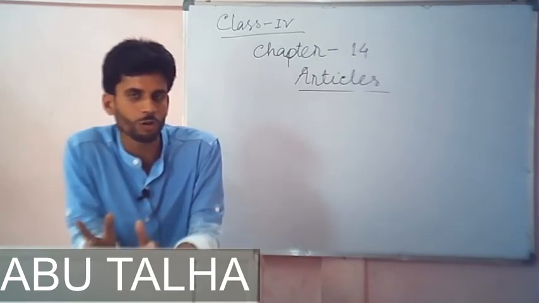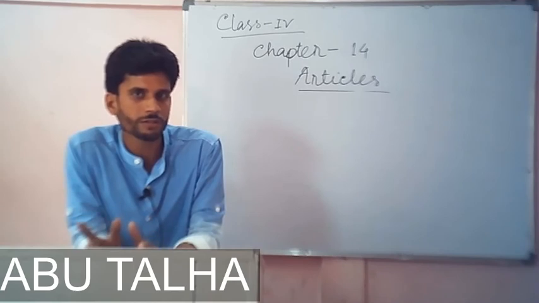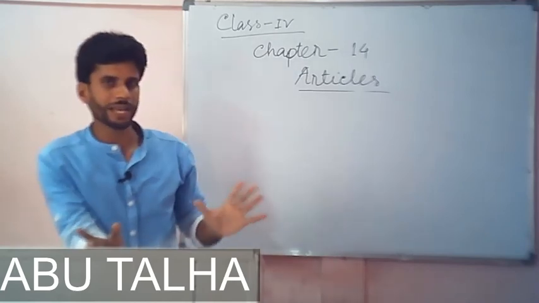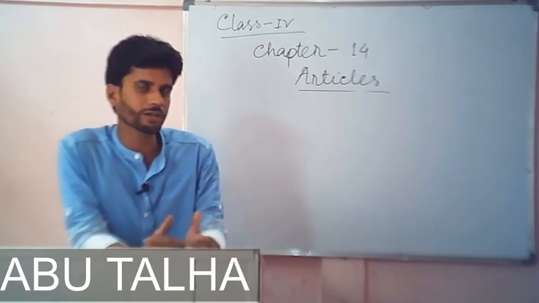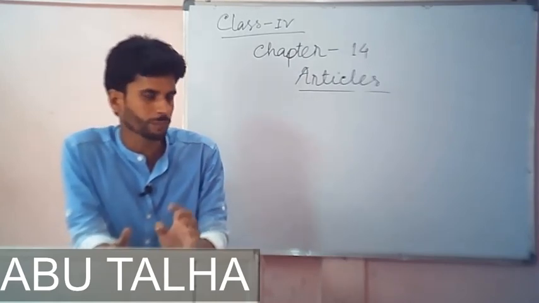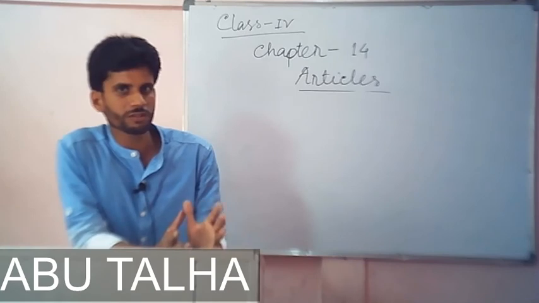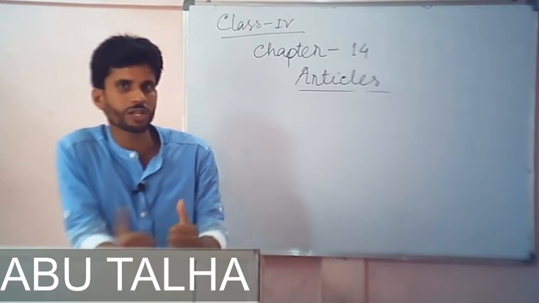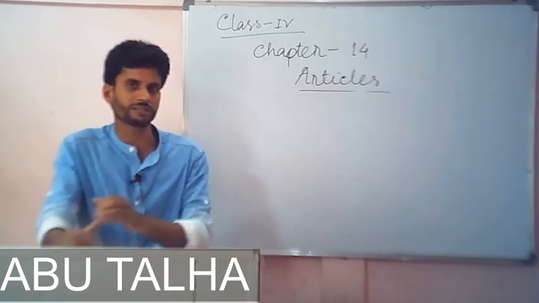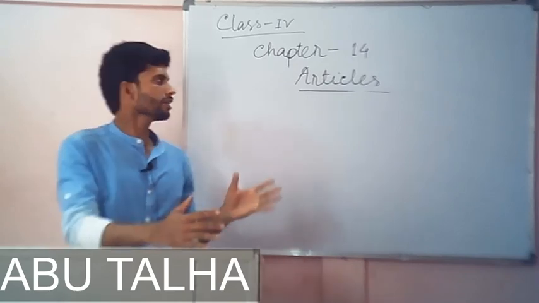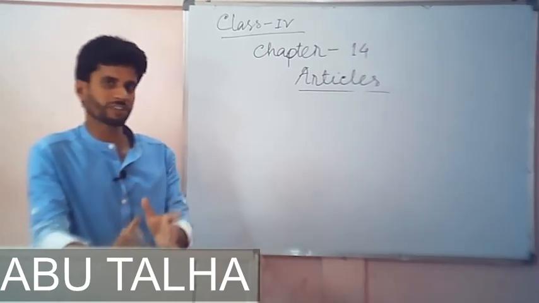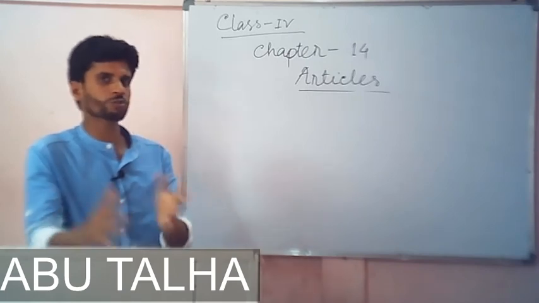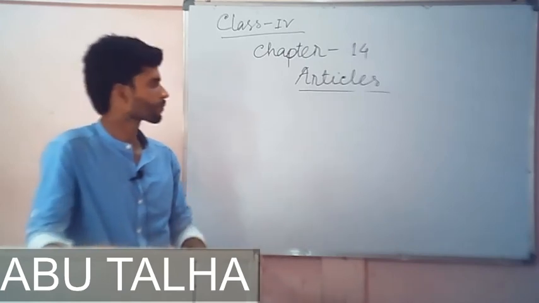Okay, let me repeat once more. There are three articles: a, an and the. A and an are called indefinite articles, the is called the definite article. A and an give us the same sense, but they are used in different situations and different cases. And the is used to denote a specific thing or a particular thing. It refers to a thing which is one of its kind.